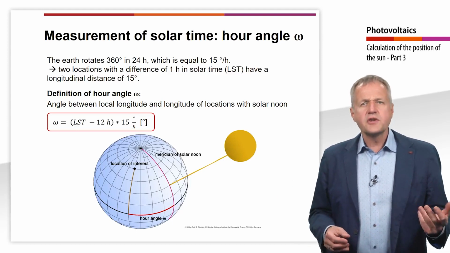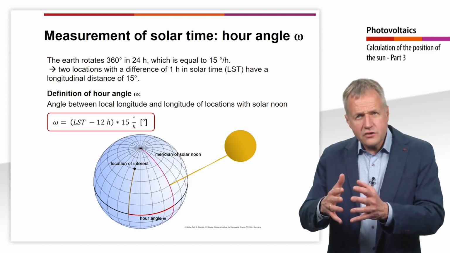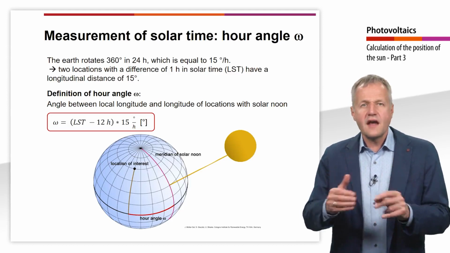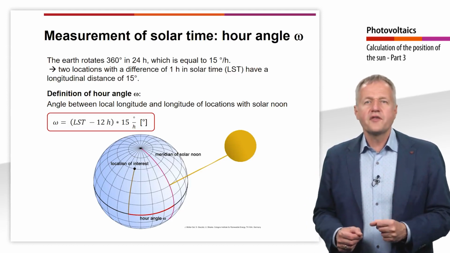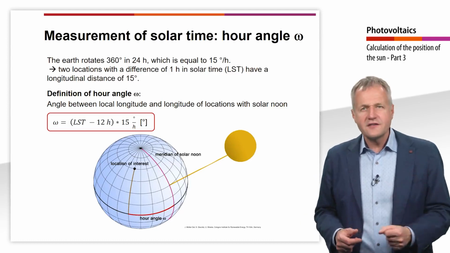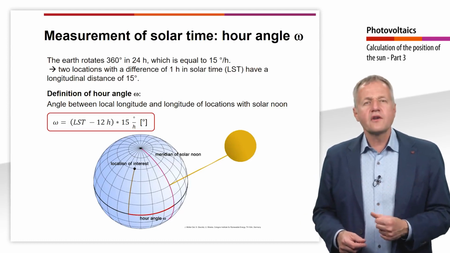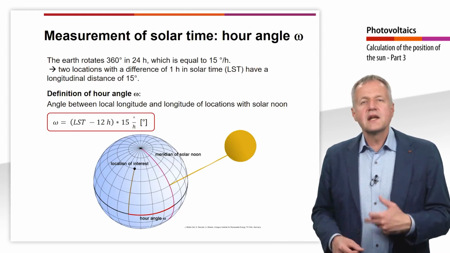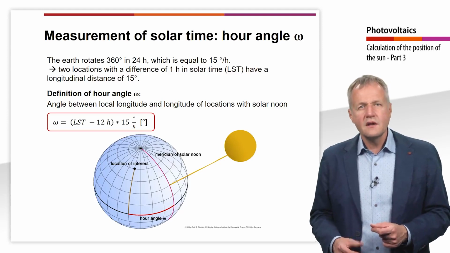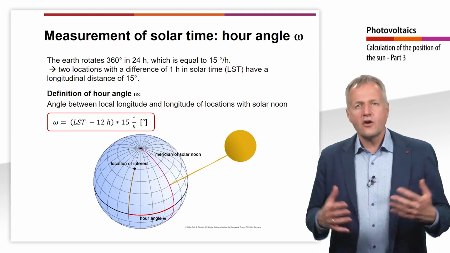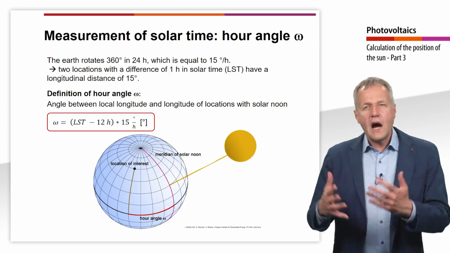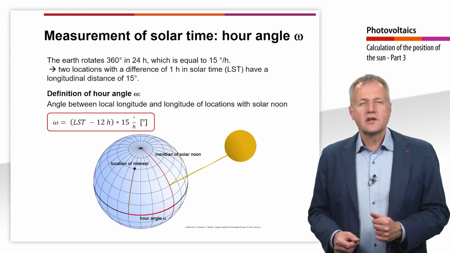It is the angle between local longitude and the longitude of the location with solar noon and can be calculated with help of the formula given in the red square. Omega in degrees equals LST minus 12 hours in brackets multiplied by 15 degrees divided by an hour. The diagram displays the concept of the hour angle. In this example, the hour angle would be 60 degrees.